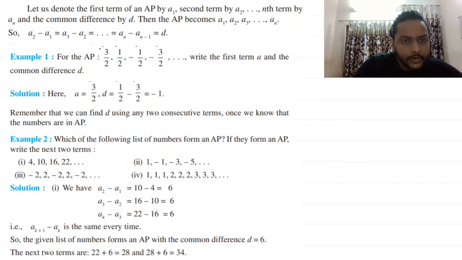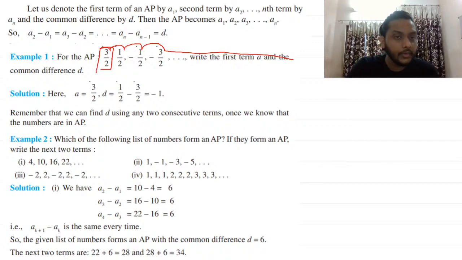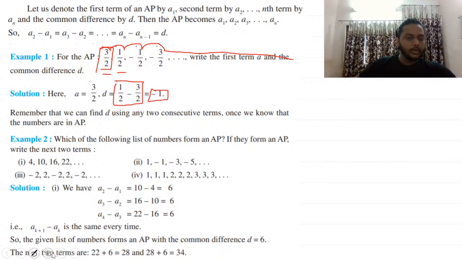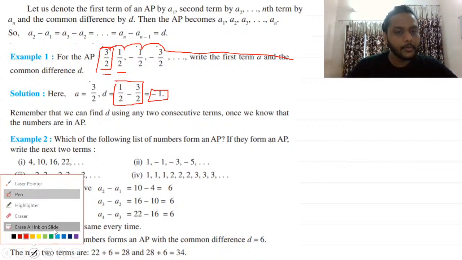So guys, here I have for the AP 3/2, 1/2, minus 1/2 and minus 3/2. I need to write down the first term. First term क्या होगा? First term is the first one. ये जो सबसे पहला term आ रहा है, this is my first term. And if I want to write down the common difference, what will be the common difference, guys? The common difference will be second term, that is 1/2, minus first term, that is 3/2. So common difference is 1/2 minus 3/2, and that is equal to minus of 1. Clear?